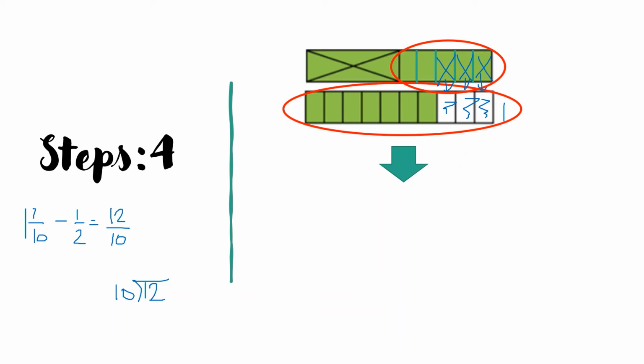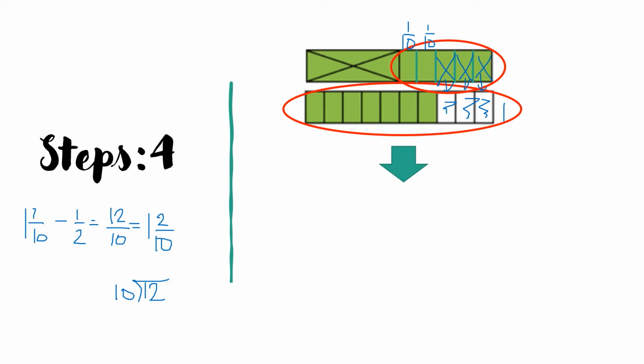Now we have one whole, and we have some leftover right here. We have 2 of these pieces left over, and the value of this piece is 1/10, and the value of this one piece is also 1/10. So as you can see, we have a total of 1 and 2/10.